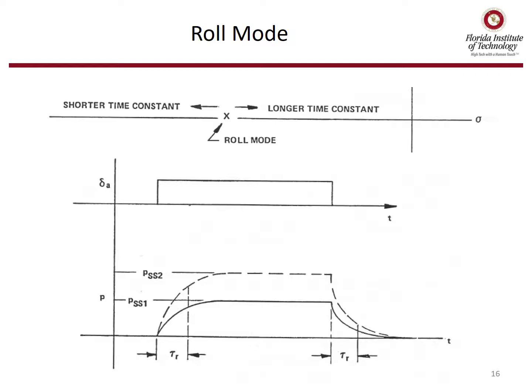Here's the roll mode again displayed on the S-plane on the top. It's on the real axis and away from the origin. If the aircraft is given a step input in aileron, you can see the roll rate response at the bottom. The roll mode time constant, tau r, is the time it takes to get to 63% of the steady state roll rate.